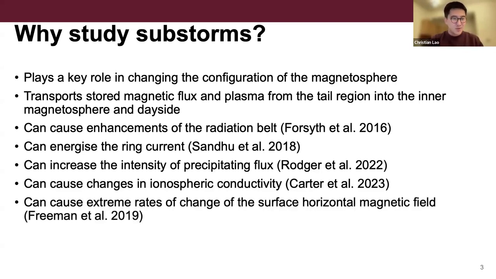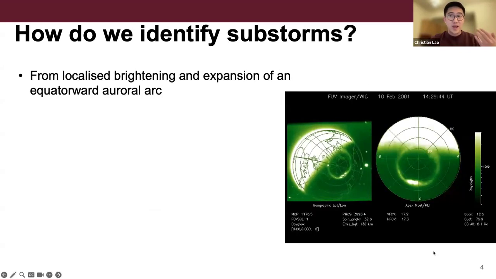And finally, for I think most of you at UNH, it can cause extreme rates of change of the surface horizontal magnetic field. So we're interested in substorms since they control the flow of energy in the magnetosphere. During substorm intervals, significant events occur that are localized within specific magnetospheric regions that many of our community care about, whether on the ground, in the ionosphere, or further out in the magnetosphere. So now we know why we care about substorms. How do we identify them?